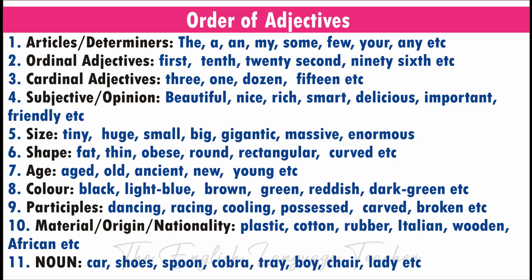Now back to this. The next one after participles is what we call adjectives of material, origin, or nationality: plastic, cotton, rubber, Italian, African, wooden, American, British, Asian. All these are adjectives of material, origin, and nationality. And the last on the list is not an adjective. It is the noun that all these adjectives are trying to modify. So the noun comes last, because in most cases, these multiple adjectives pre-modify nouns. They come before the nouns they modify. So the noun is the last on the list.